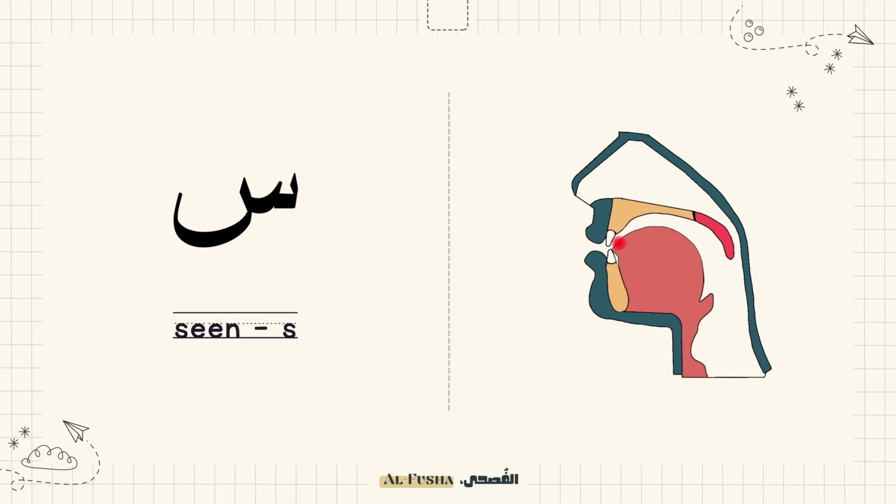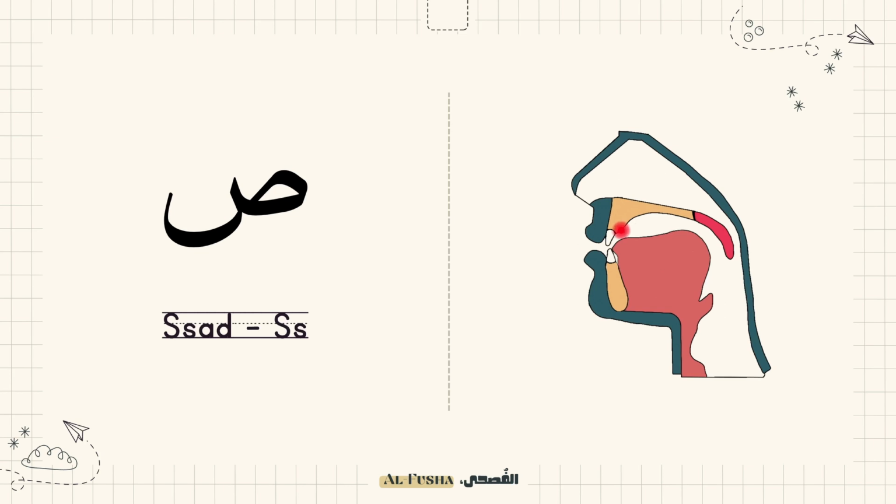Next we have seen. And seen comes, as we see here, from this place, from the lower teeth. So we say se, se, se. Perfect. Then sh, sh. Afterwards we have sad, sa, sa.